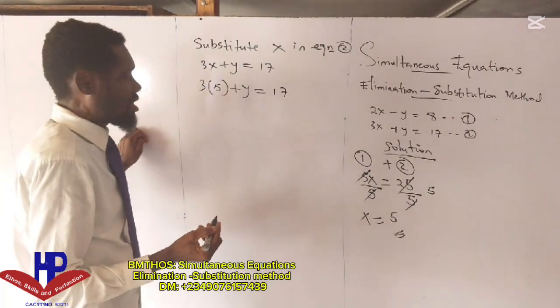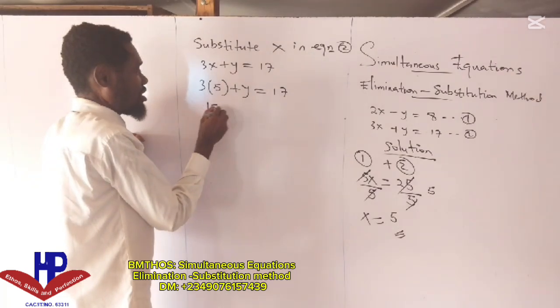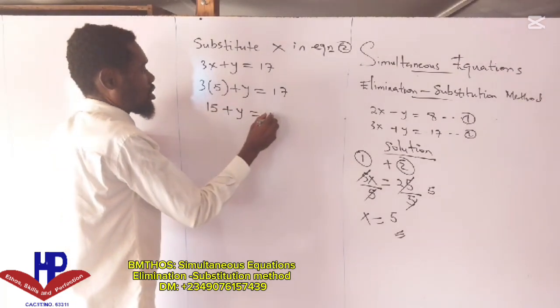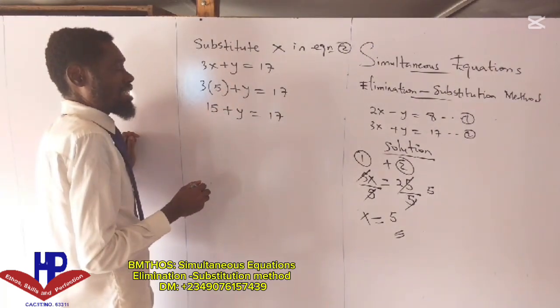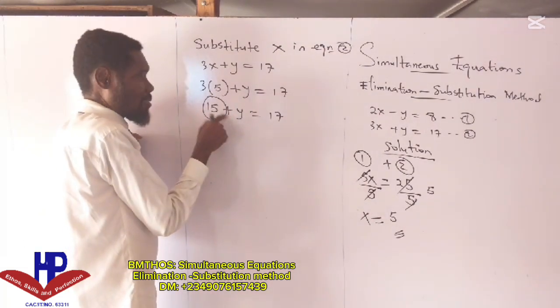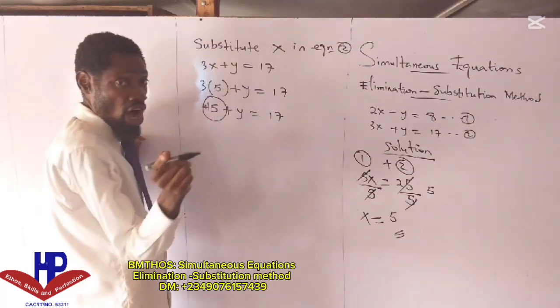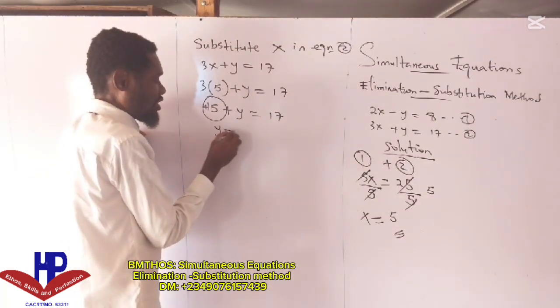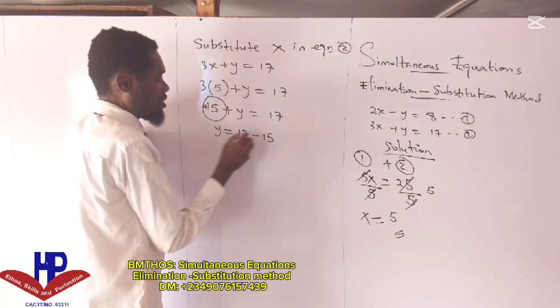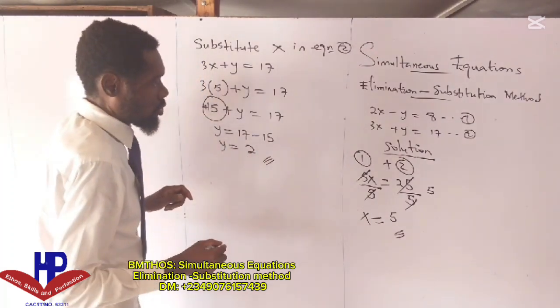3 into 5 will give us 15, and that will become 15 plus y is equal to 17. Now to make y stand alone, plus 15 will leave to the other side. Not this plus in respect of y, but this plus that is here. Plus 15 will leave to the other side, and when it does, it will become y is equal to 17 minus 15. So y is equal to 2.